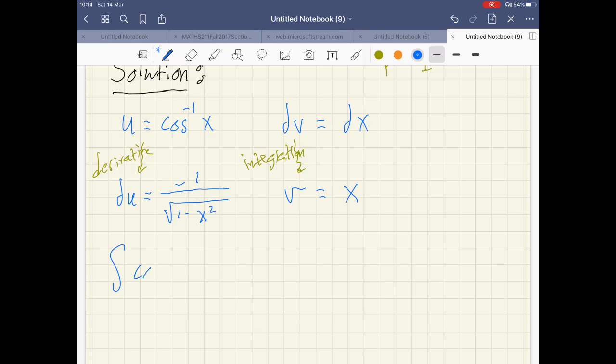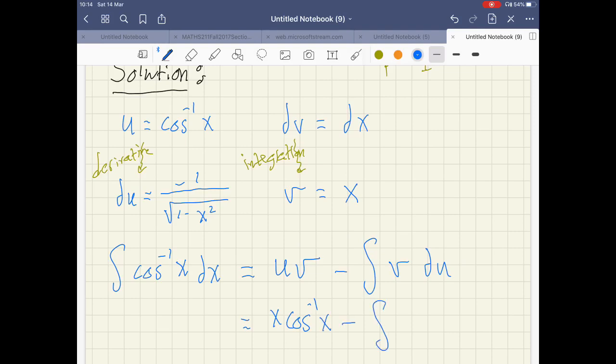So the integral of cosine inverse of x dx, according to integration by parts, is u times v, which is this times this, minus this times this. So it will be minus integral of v du. uv is easy. It is x with the inverse function minus integral. v is just x, and du is this one. Sorry, I forgot to write dx here. So it would be negative over square root of 1 minus x squared dx.